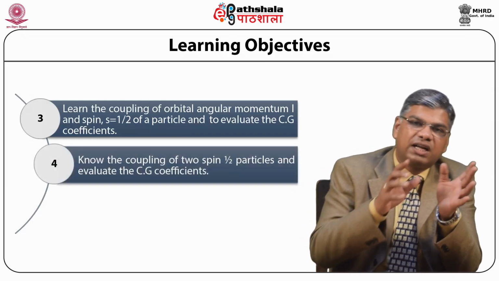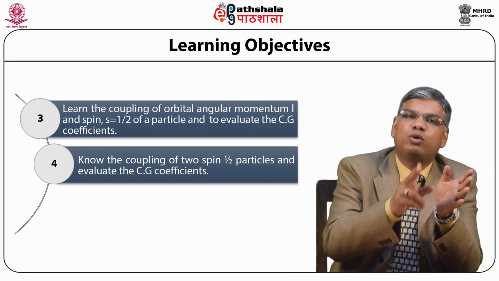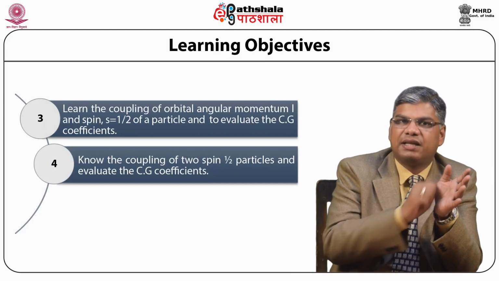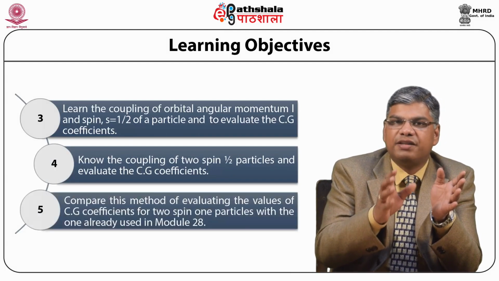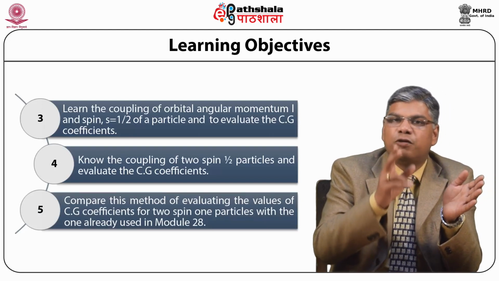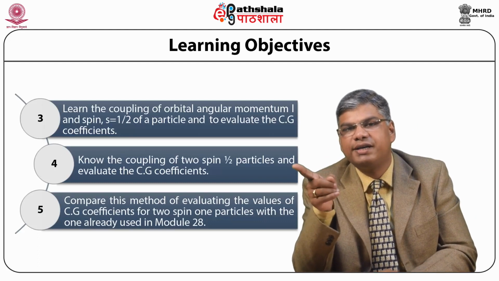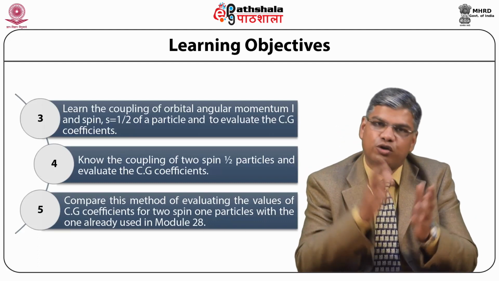We will know about the coupling of two spin half particles and evaluate the Clebsch-Gordan coefficients for these cases. We would then compare this method of evaluating the values of Clebsch-Gordan coefficients for the two spin 1 particles with the one already discussed and used in module 28.